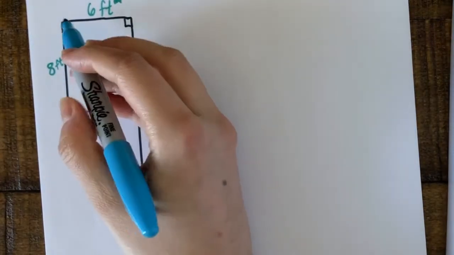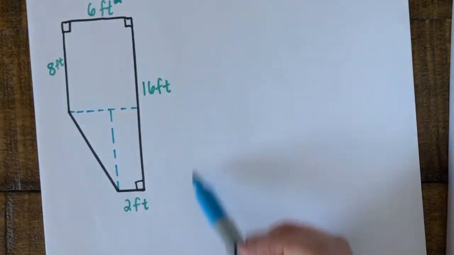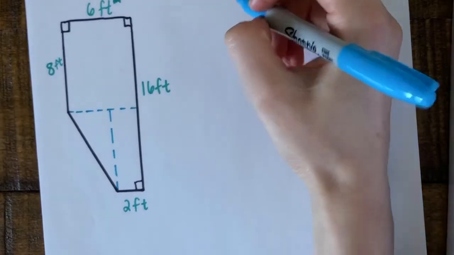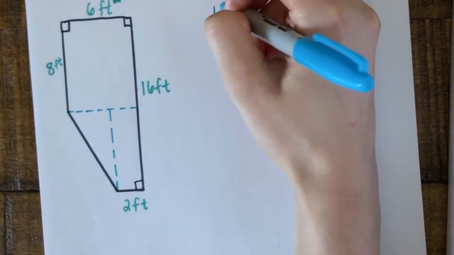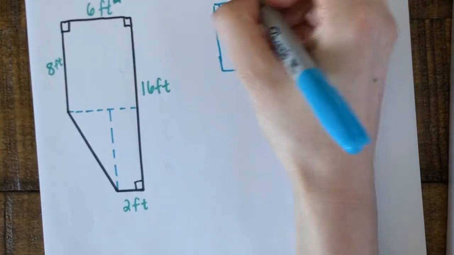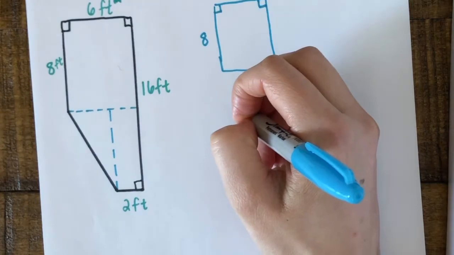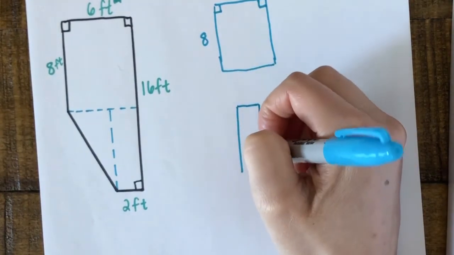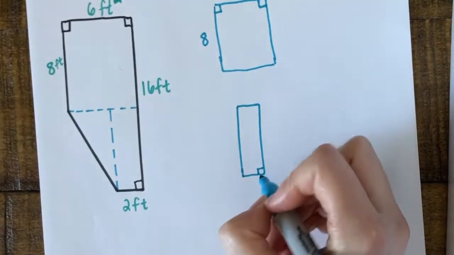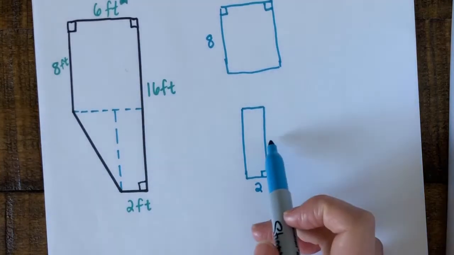So in my top rectangle here, it looks like it's an 8 by 6 rectangle, and then that 16 is for this whole side. So that's going to be one of the things I draw. My top rectangle is a 6 by 8 rectangle. Then I have this skinny little rectangle. And they tell me the bottom is 2, but I don't know how long the side is.